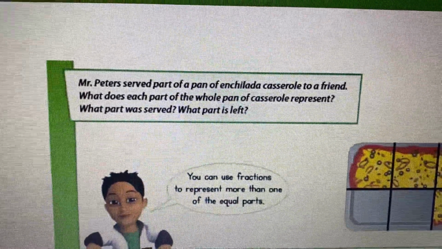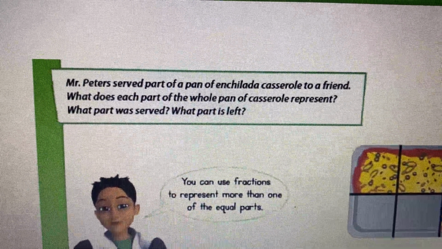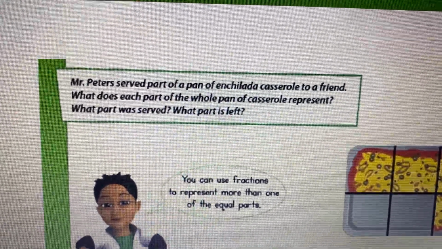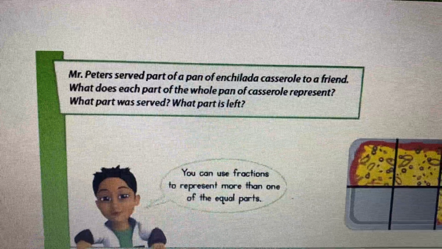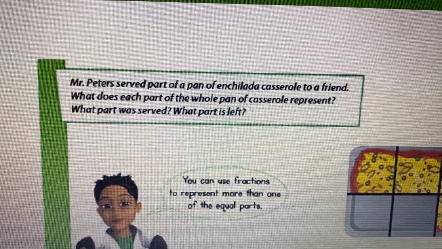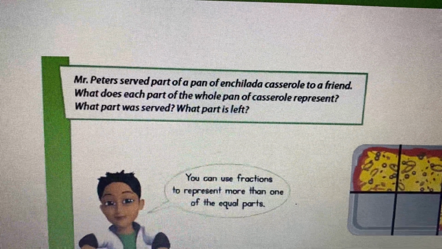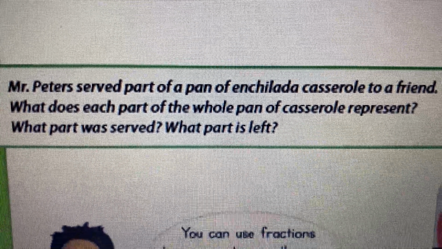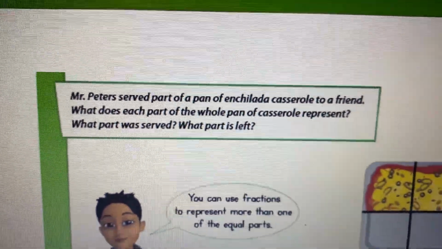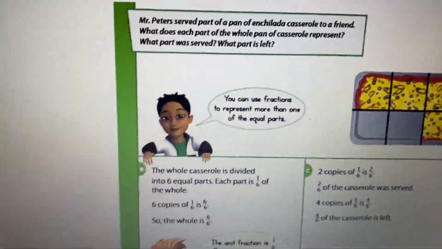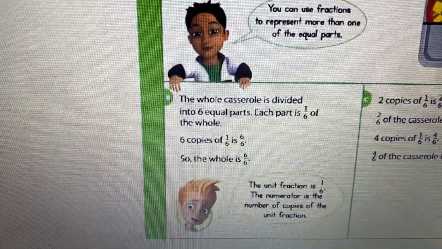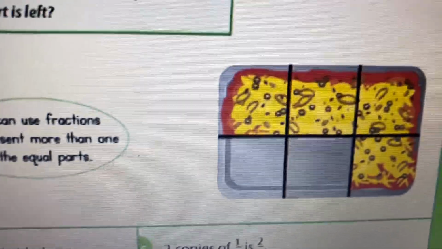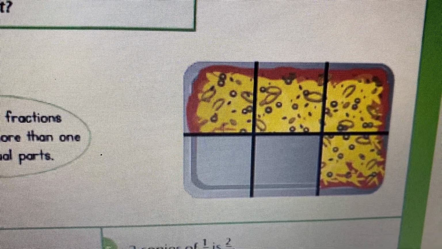Mr. Peters served part of a pan of enchilada casserole to a friend. What does each part of the whole pan of casserole represent? What part was served? What part is left? So let's look at the first question. What does each part of the whole casserole represent? Part of a whole. The whole casserole is divided into 6 equal parts. Look here. I have 6 equal parts.